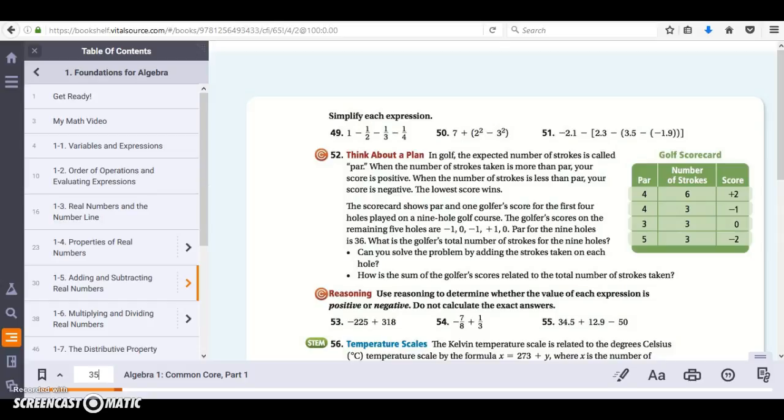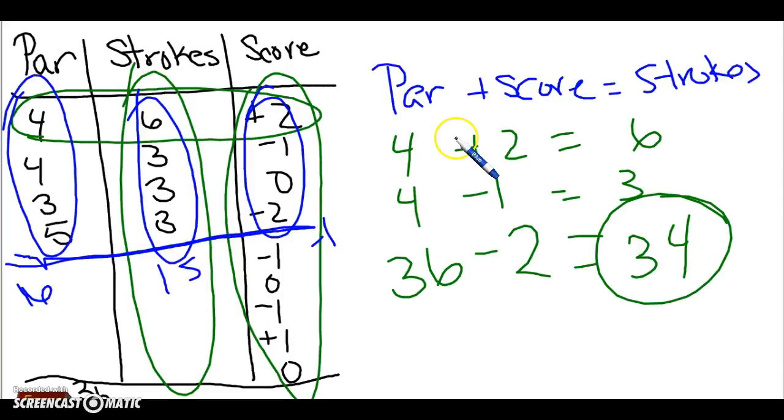It says, how is the sum of the golfer's score related to the total number of strokes taken? And I think we've said that also. We said par plus the score equals the total number of strokes. So I hope this helps.